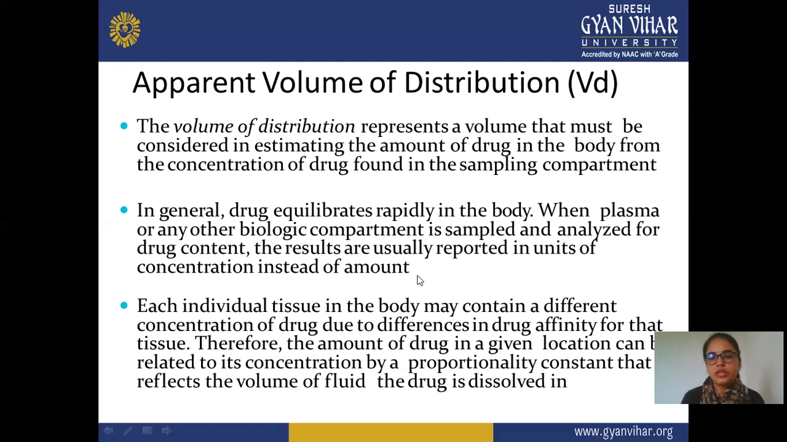Each individual tissue in the body contains a different concentration of a drug due to differences in drug affinity for that tissue, and therefore the amount of drug in a given location can be related to its concentration by a proportionality constant that reflects the volume of fluid the drug is dissolved in. We don't simply calculate how much drug is present at a particular tissue, because every tissue has a different affinity for a particular drug. According to that affinity, we calculate how much drug is present using a proportionality constant, and from the amount of drug in the tissue and the total body fluid we can calculate the volume of fluid in which the drug is dissolved.